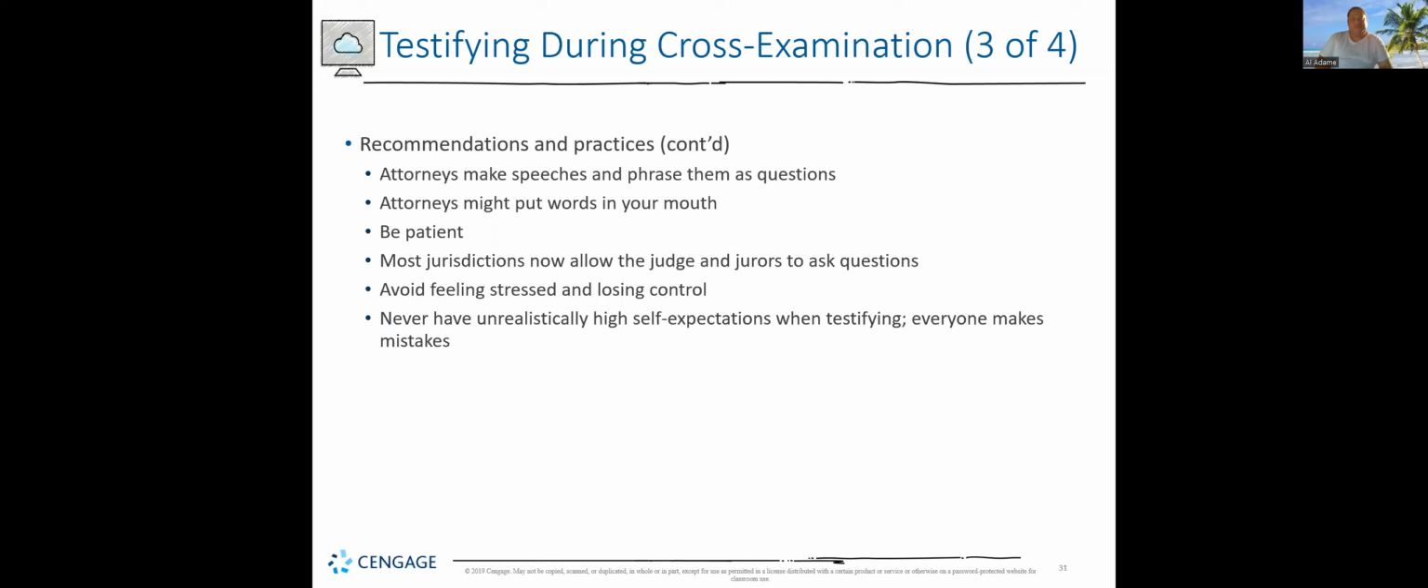Attorneys make speeches and phrase them as a question. Attorneys might put words in your mouth. Be patient. Most jurisdictions now allow the judge and jurors to ask questions. Yeah, it's actually true now.